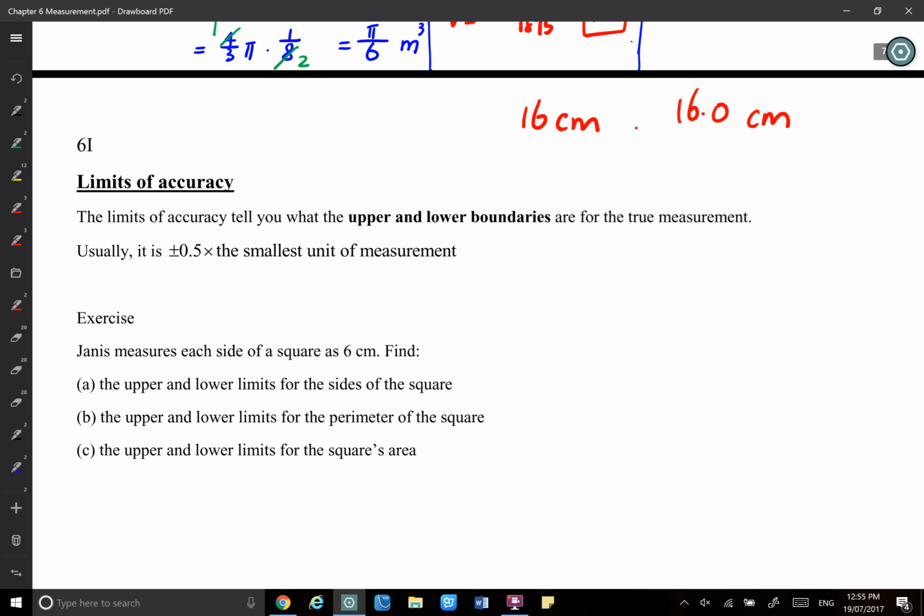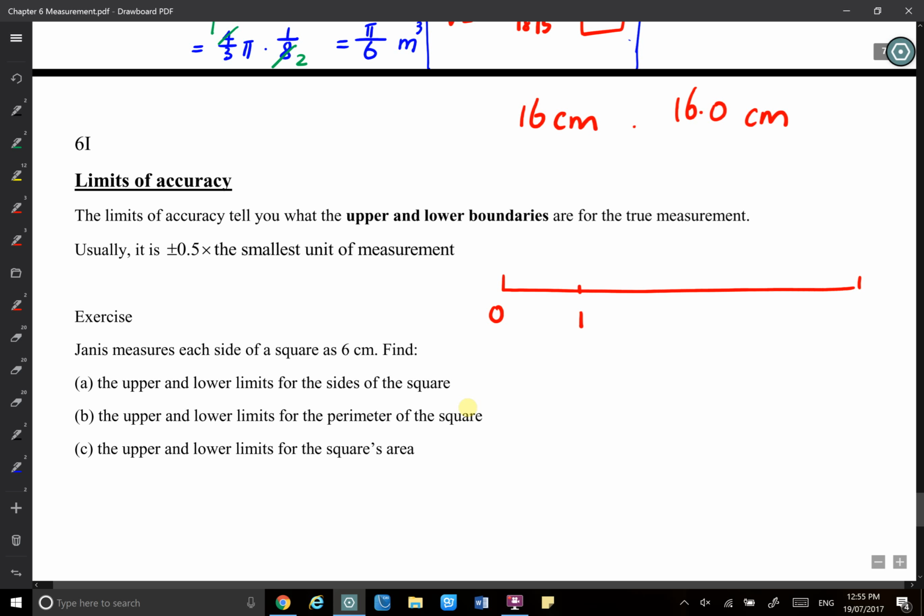Well, for 16 centimeters, the smallest unit is centimeters. For 16.0, the smallest unit is millimeters. Yep, that's exactly correct. So for 16 centimeters, the smallest unit on your ruler is 1 centimeter. You have some ruler maybe like this.